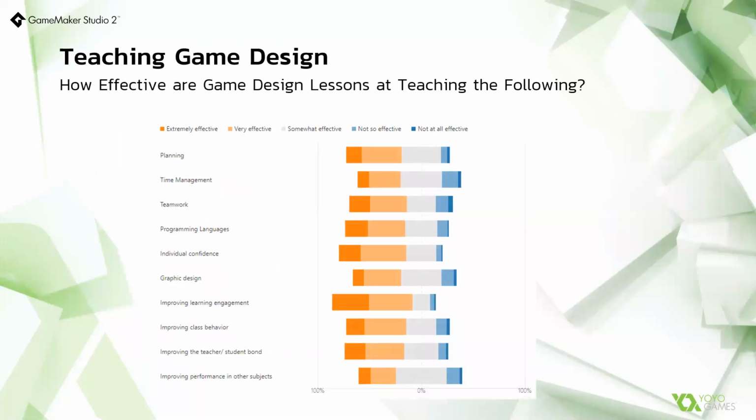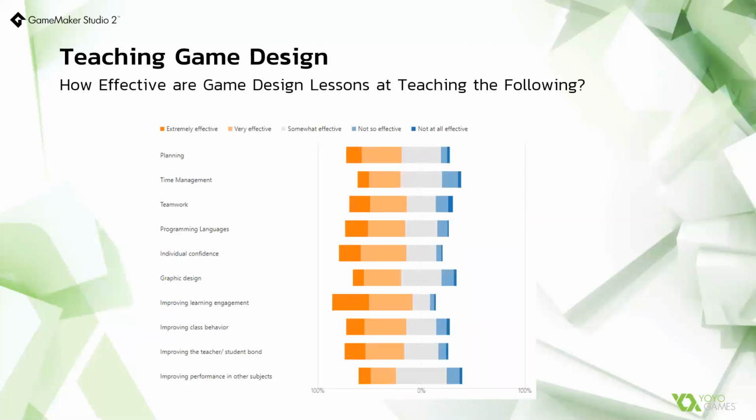We sent out a questionnaire to our teachers, and as I mentioned, received 150 responses. I always thought that game design would prove to be a great way to teach coding, but I was surprised that this came through as just one of the most important factors. You can see the chart here, which shows the semantic scaling response to the question, how effective are game design lessons at teaching the following?